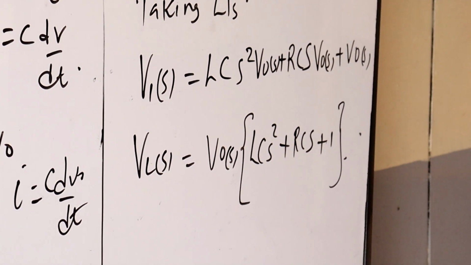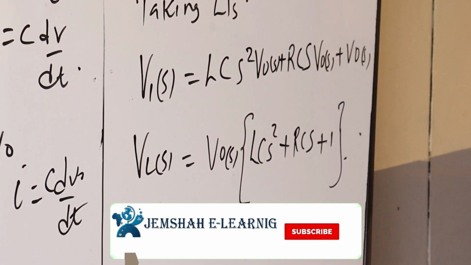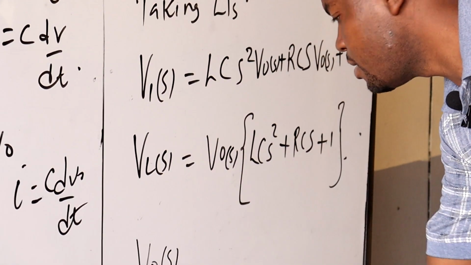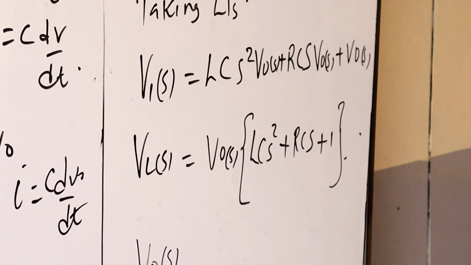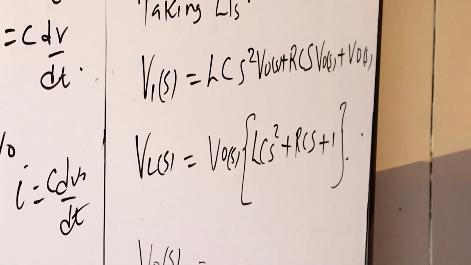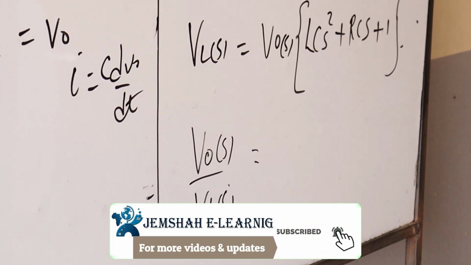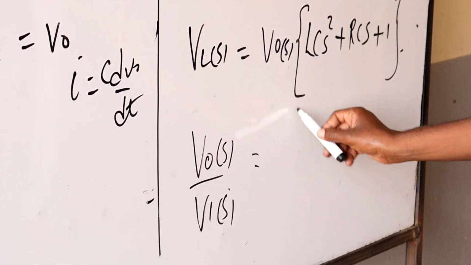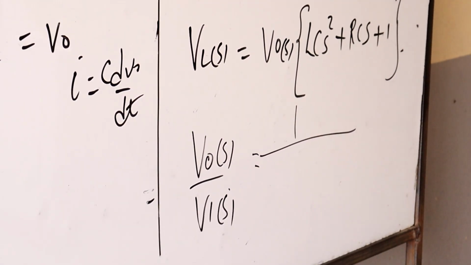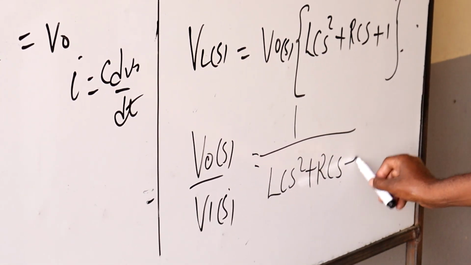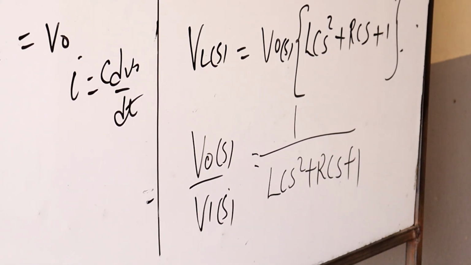Rearranging in order to obtain the transfer function, the Laplace transform of the output over the Laplace transform of the input, we have V out of S over Vi of S equals 1 over LCS squared plus RCS plus 1. And with that, you shall have answered the question.